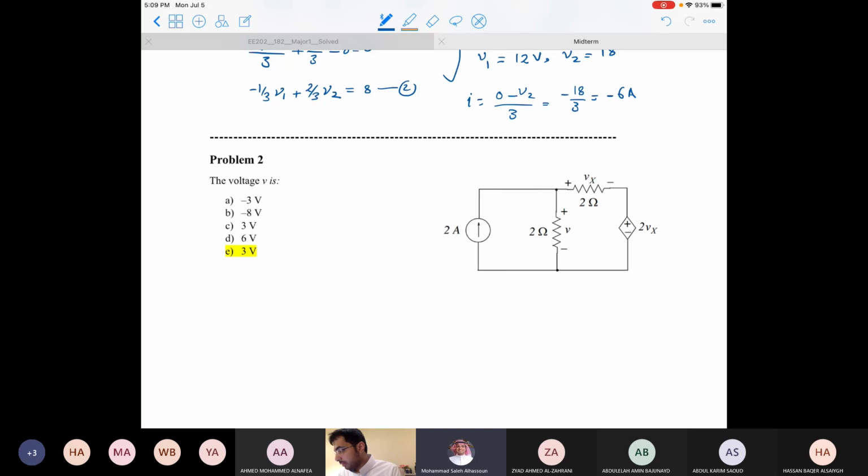You can apply, well, again, superposition is not going to be applicable here, but there are multiple ways of doing this. So let's apply mesh current method. For mesh current method, we know that the mesh current here, if I call this one IA, this one IB, I know here IA equals 2.